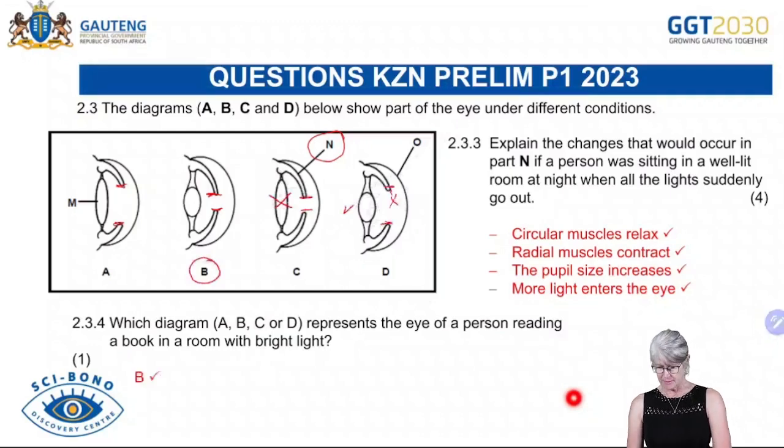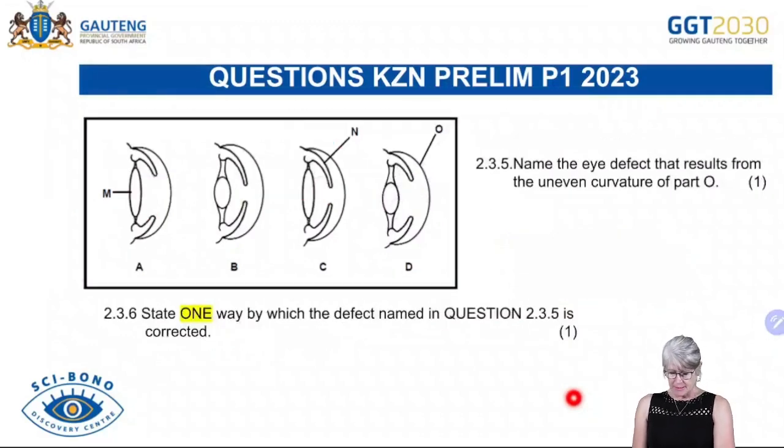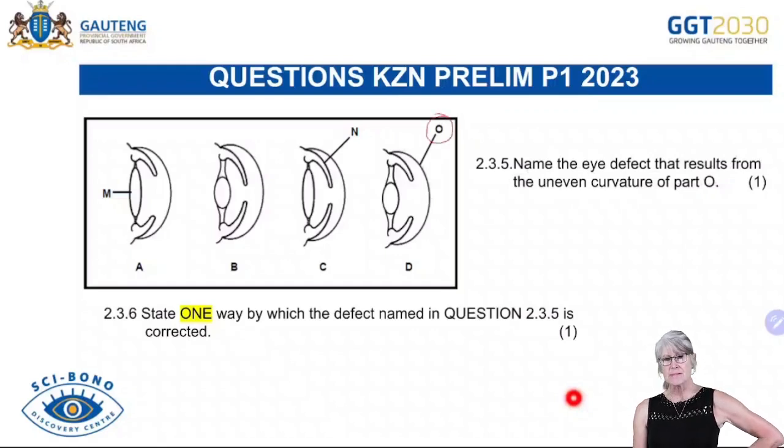All right, and then the next one, they ask us, name the eye defect that results from the uneven curvature of part O. And remember we said part O is our cornea. And remember we said if it's not nice and even, then the eye defect that we suffer from is called astigmatism.